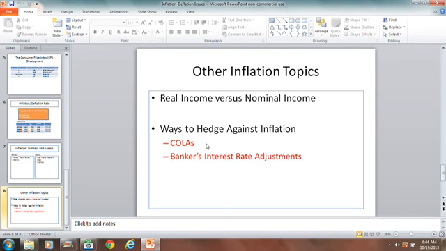Another very common technique for protecting against inflation is known as the banker's interest rate adjustment. This is where lenders, such as banks, will pad the interest rate they charge customers. In the process of padding the interest rate, they build into it a component designed to protect them from loss of purchasing power. That component is known as the inflation premium. So within the interest rate you're being charged, there is a component called the inflation premium, and what it's doing is acting just like a COLA.